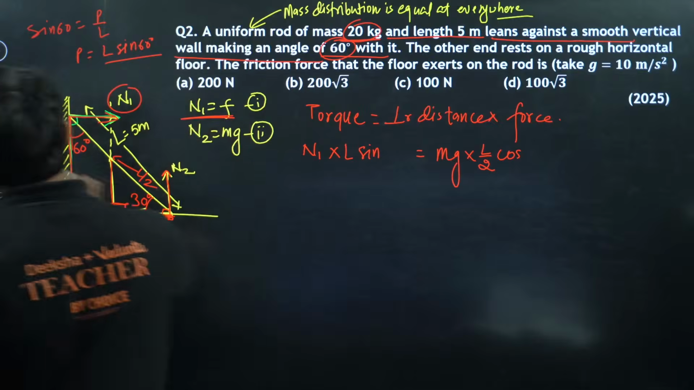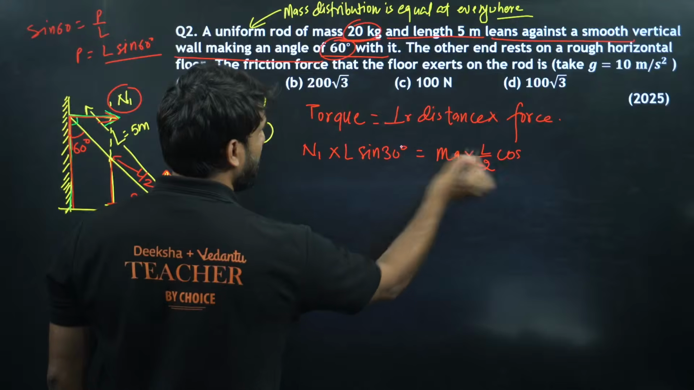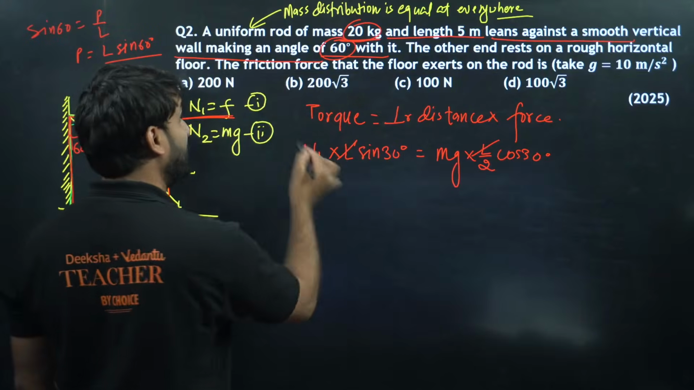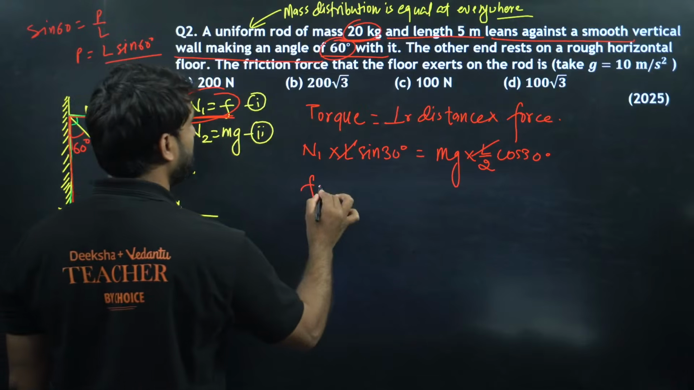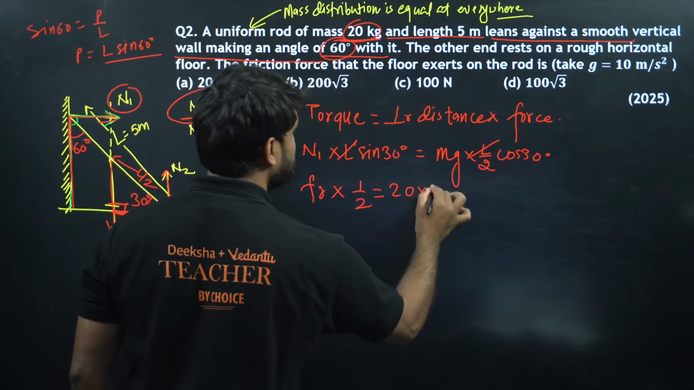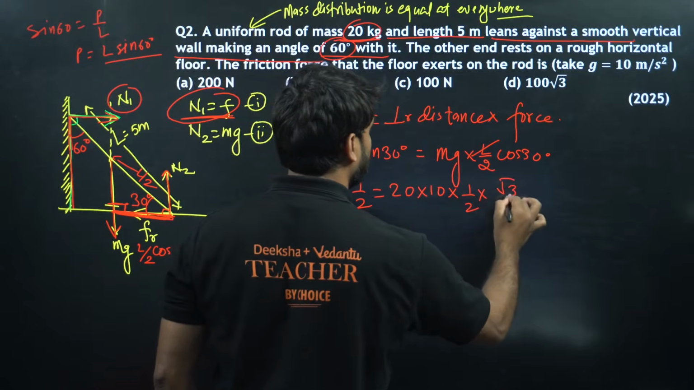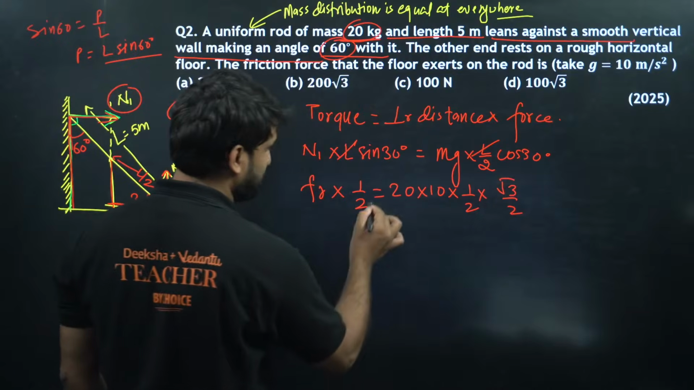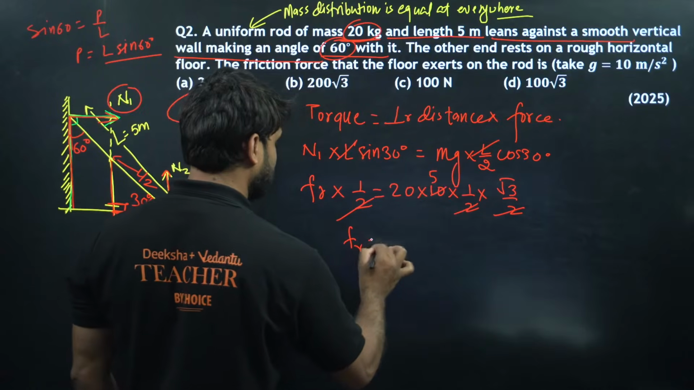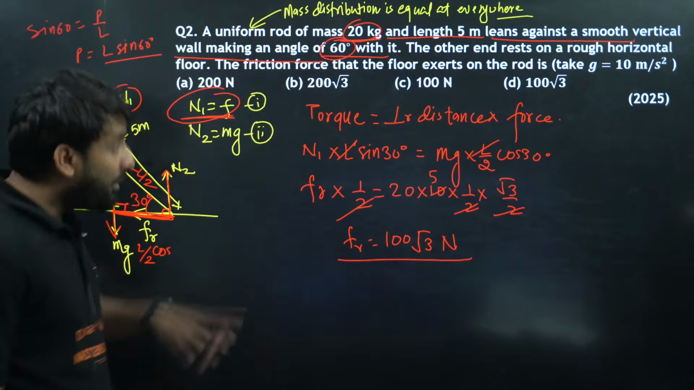Root 3 in division form. Now you can solve here. So this will be N1 sine 30, and this is cos 30. Now we have values. L will be cancelled here. So N1 is basically friction. So friction is equal to sine 30 is 1 by 2, m is 20, g is 10, and this is 1 by 2 here, and cos 30 is equal to root 3 by 2. Now you can get the values. So 2 will cancel here, and 2 will cancel this by 5. So friction is equal to 100 root 3. Of course, Newton will be there. So option number D will be correct.